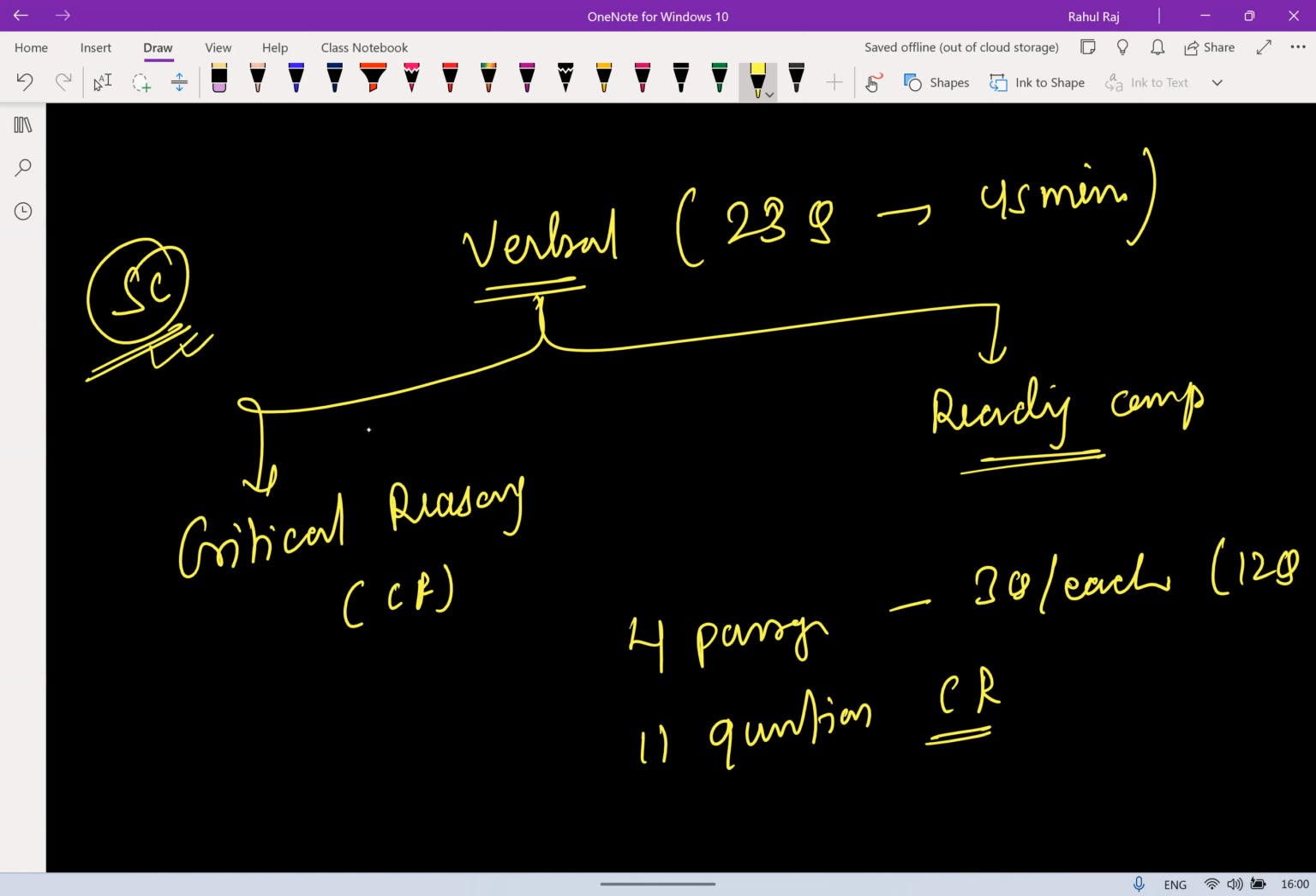But one beautiful thing about sentence correction was that when you had a hold of it, you used to be very confident that now things will be absolutely fine. You will have a complete control on one section. But technically, now there is no sentence correction. It's only critical reasoning and reading comprehension.